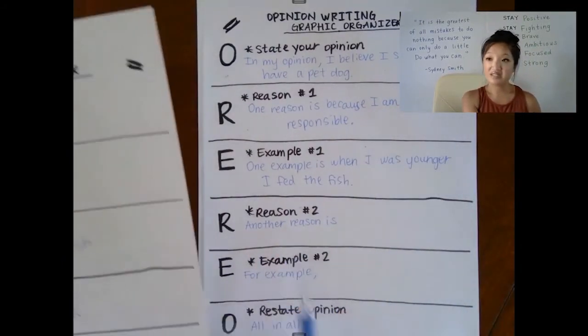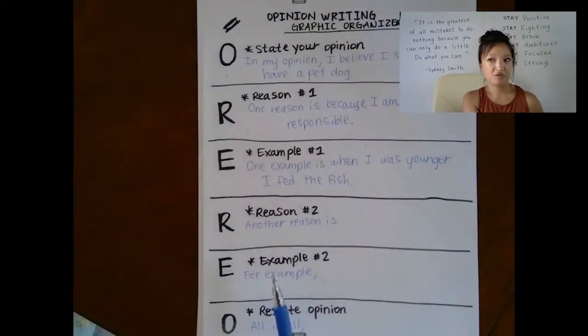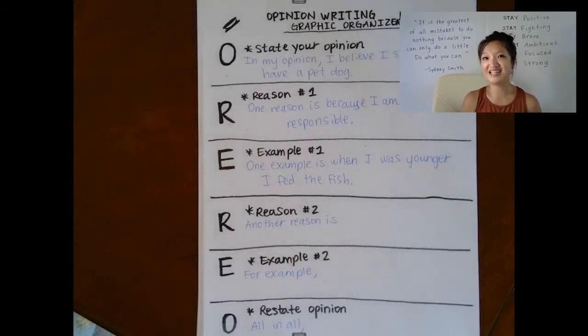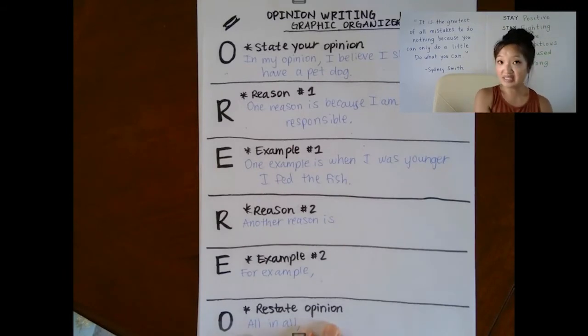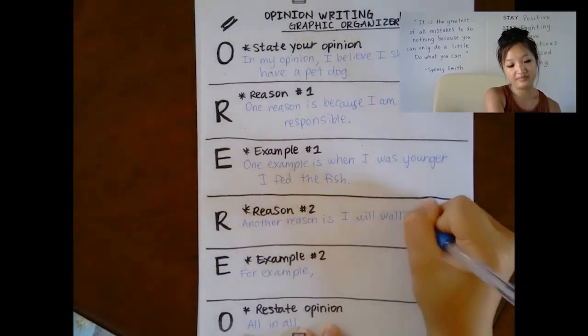Now we're ready for reason 2. And I put walk on here. Should I put another reason is walk? That's not a complete sentence. So let's put that into a complete sentence, adding some more words to it. Another reason is, I will walk the dog.